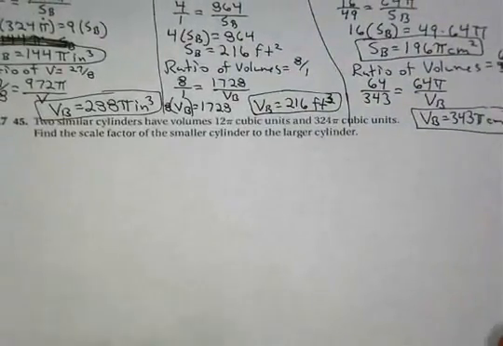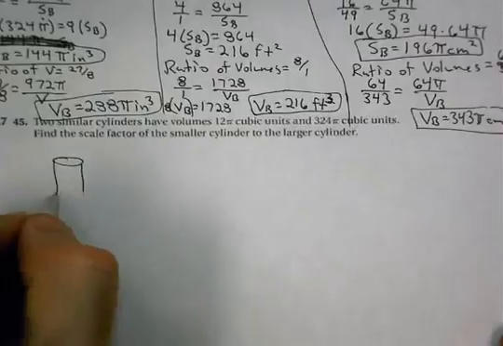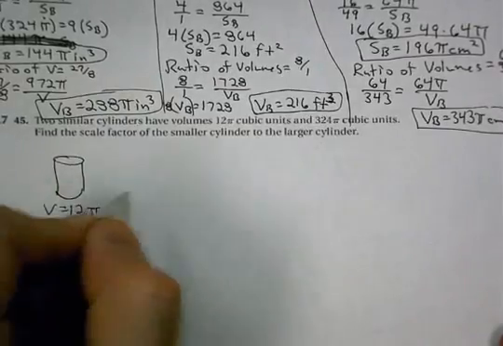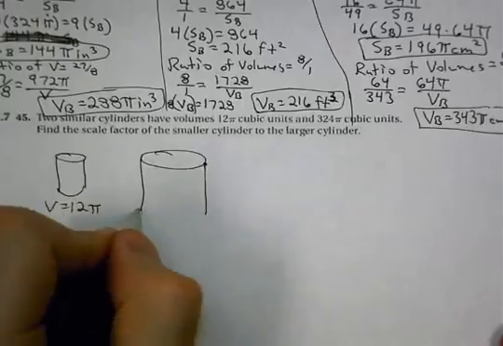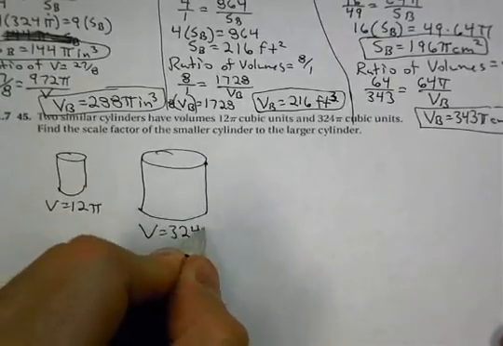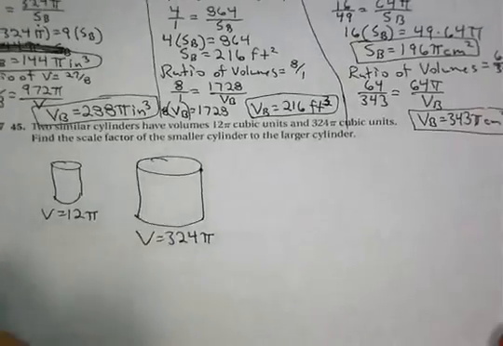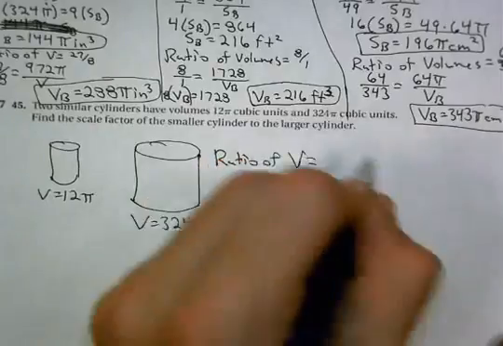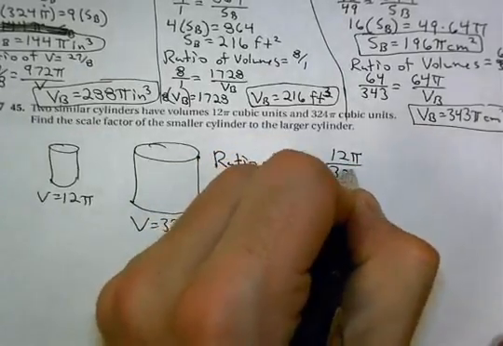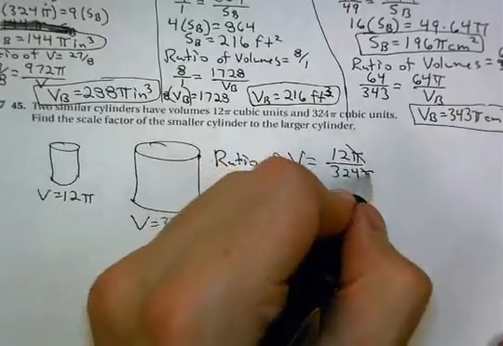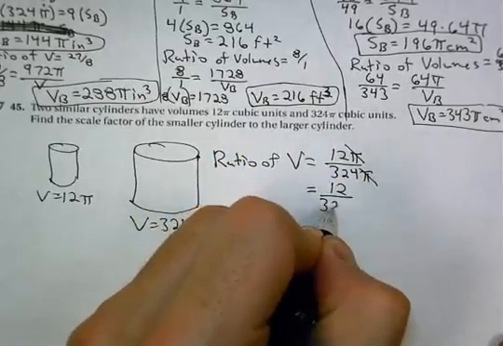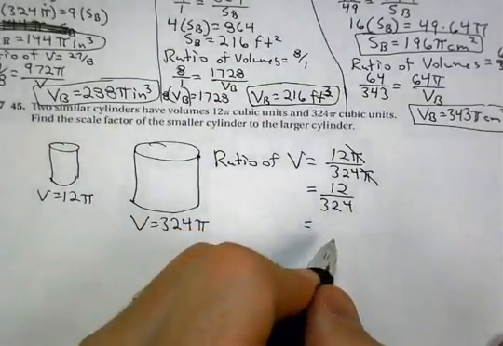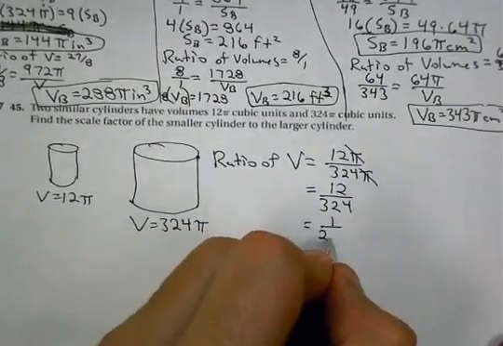Last one, 45. I have 2 similar cylinders that have volumes of 12 pi cubic units and 324 pi cubic units. So let's draw those. A volume of 12 pi, volume of 324 pi. I need to find the scale factor of the smaller to the larger. Right now I can write a ratio of the volumes to be 12 pi over 324 pi. I can write it now as 12 over 324. I can divide both of those by 12, and it actually comes out to be 1 over 27.